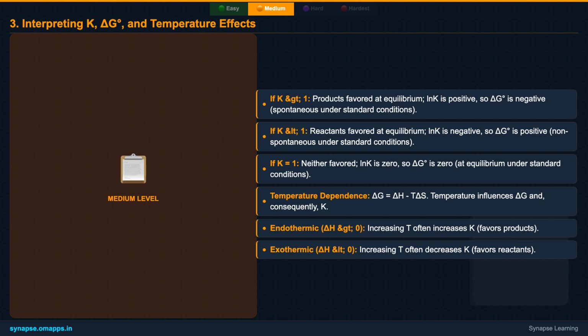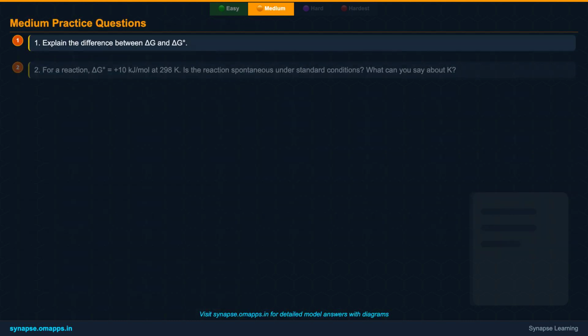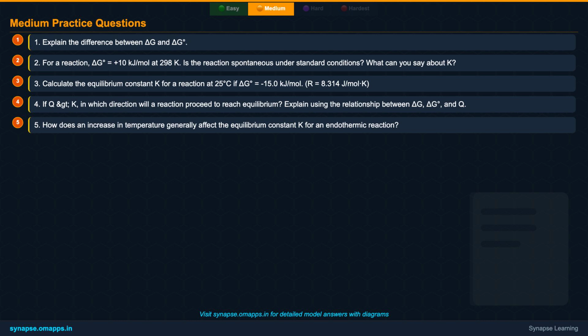As seen in the Gibbs-Helmholtz equation, delta G is equal to delta H minus T delta S. Time to apply your knowledge to some more challenging problems. These questions require a deeper understanding of the relationships between delta G degree, Q, and K. Work through them carefully, paying attention to the details and units. They're designed to help you master the medium-level concepts.